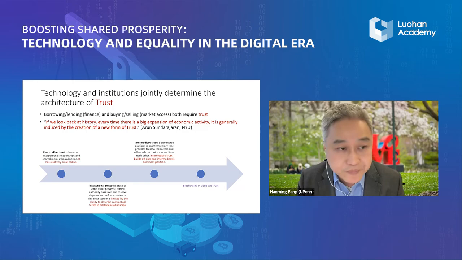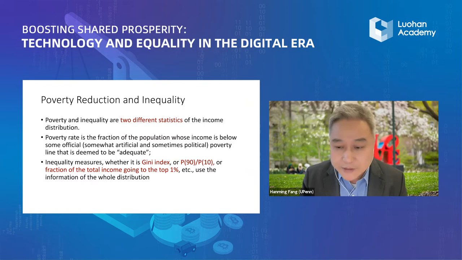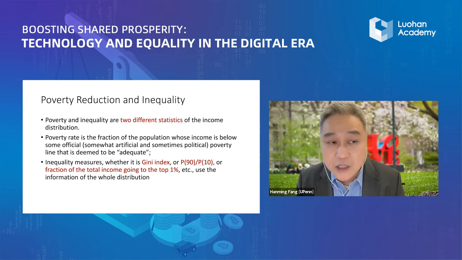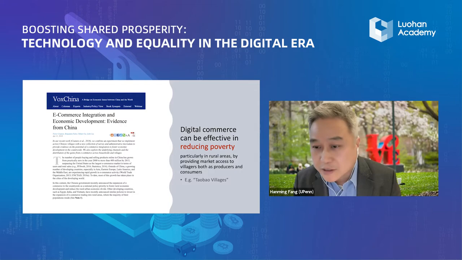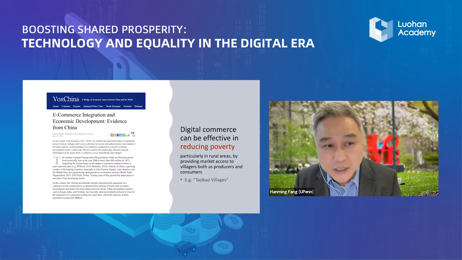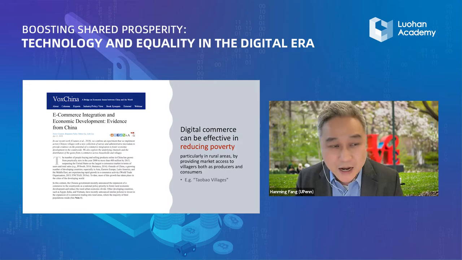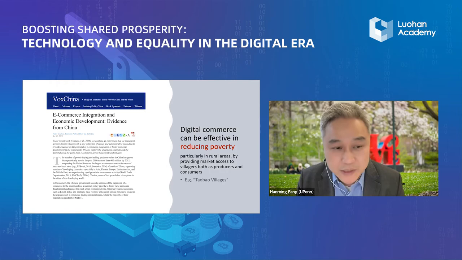So, last minute, I would just mention that technology can both reduce poverty and at the same time increase inequality, because they are two very different statistics. I'm going to skip that. And this was the Taobao Village study that Eric mentioned. On the left-hand side is the Vox China summary article about this study. I'm one of the co-founders of Vox China, so this is a little bit of shameless advertisement. I hope you'll pay attention to it.